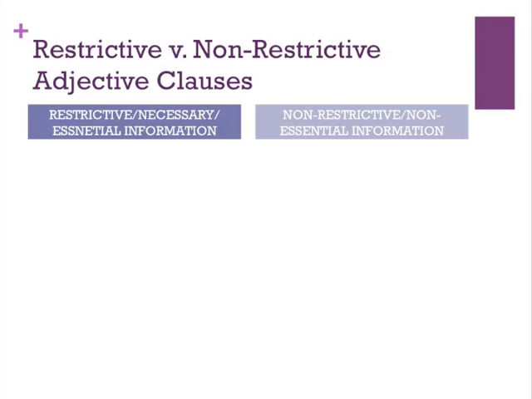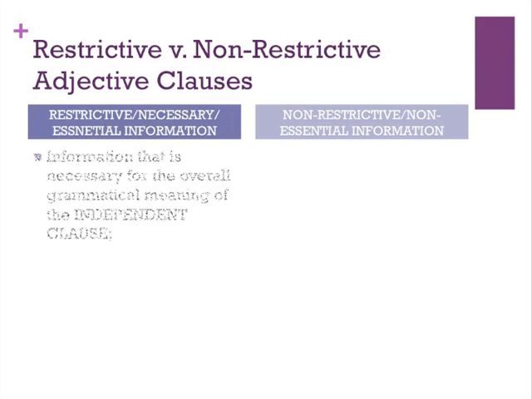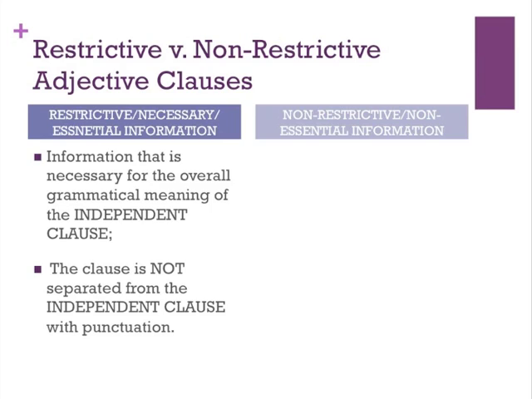So again, what we're talking about here is the difference between using adjective clauses in a restrictive or non-restrictive way. Now, different textbooks will call these different things. For example, some textbooks call them necessary or essential information, or non-essential or not necessary information. But we're going to continue using the words restrictive and non-restrictive. So again, restrictive information is information that's necessary for the overall grammatical meaning of the independent clause. In other words, the adjective clause is necessary to help define or restrict something that's in the independent clause. And of course, this clause is not separated from the independent clause with any punctuation.